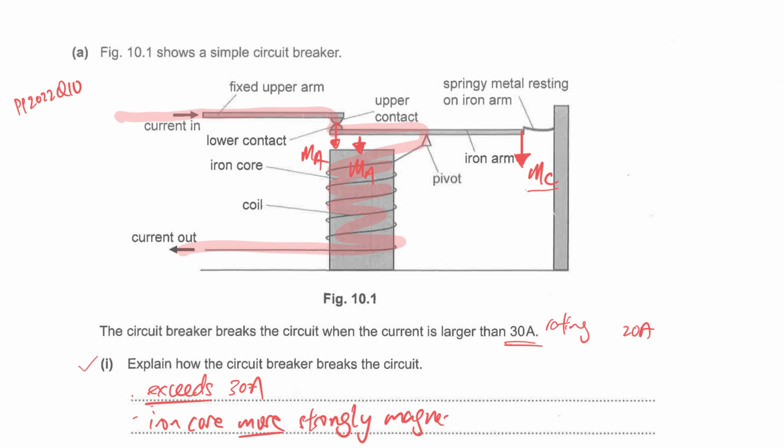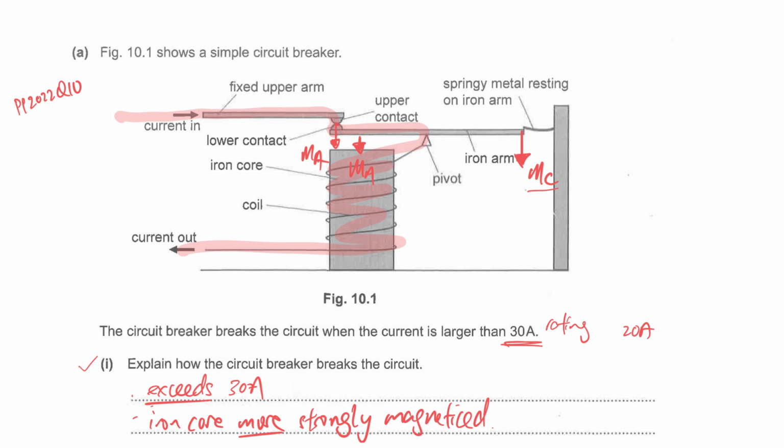Now, what's the mistake by students is they say that when the short circuit current flows through that's higher than 30 ampere, the iron core becomes magnetized. Fundamentally, that's wrong. As mentioned in the earlier part of the video, when a current of 20 ampere within the limit flows through the coil, the iron core itself will already be magnetized. It's just that now when the current is much higher, greater than the 30 ampere, it will be even more strongly magnetized. So this will cause the iron arm to rotate anti-clockwise.